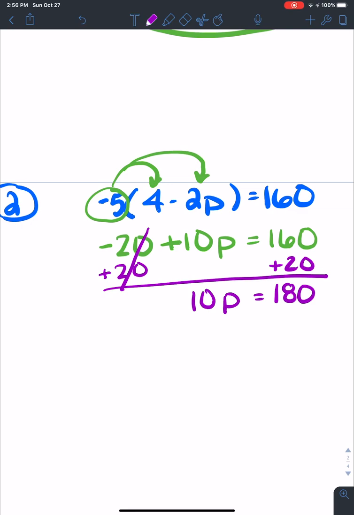Now, to get the p by itself, I have to get rid of this multiplying by 10. So the opposite of multiplying by 10 is dividing by 10. So these cancel. I'm left with p. And 180 divided by 10 is going to be 18.